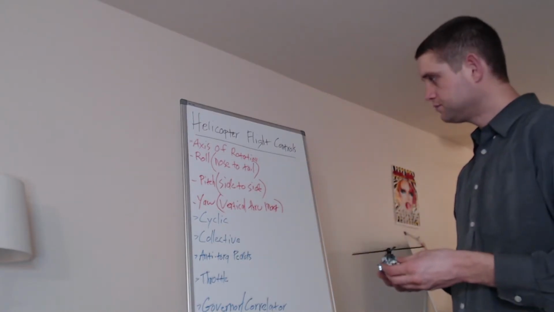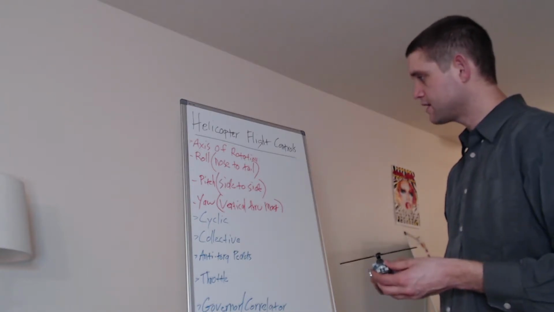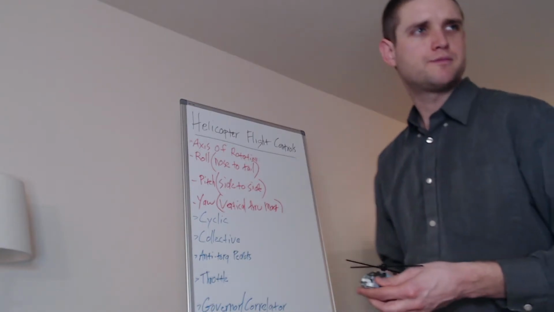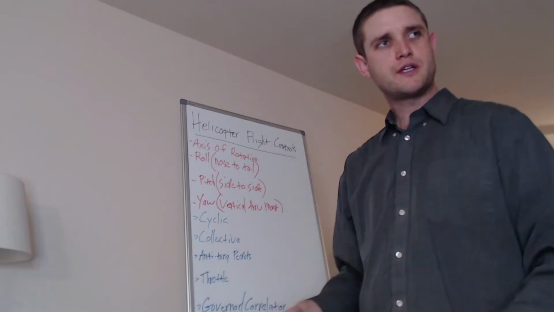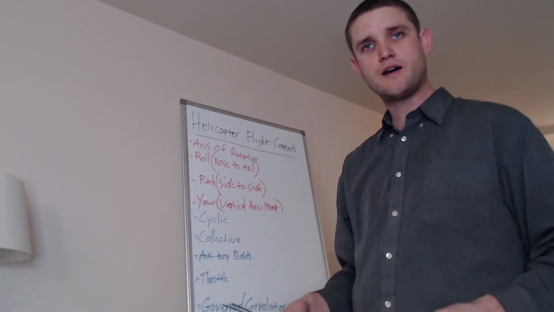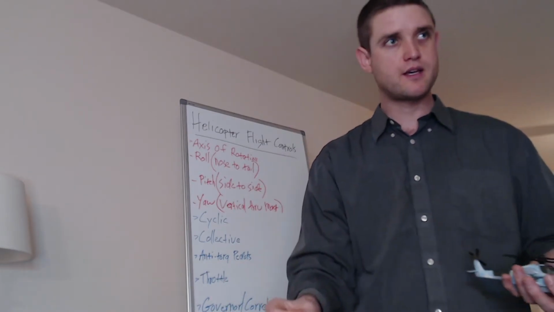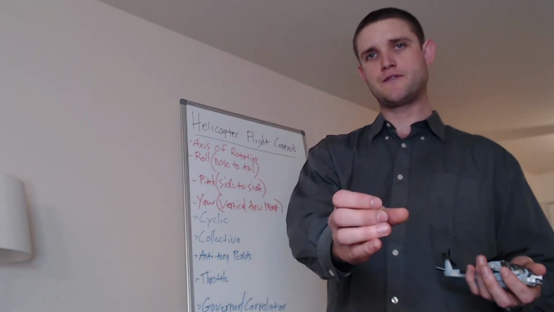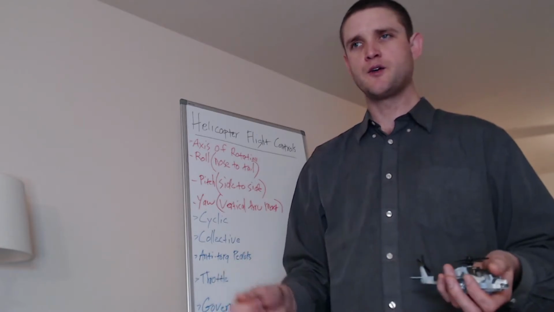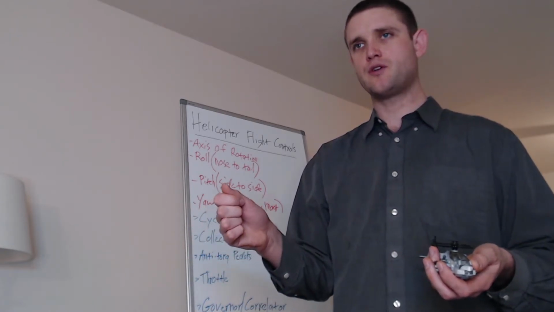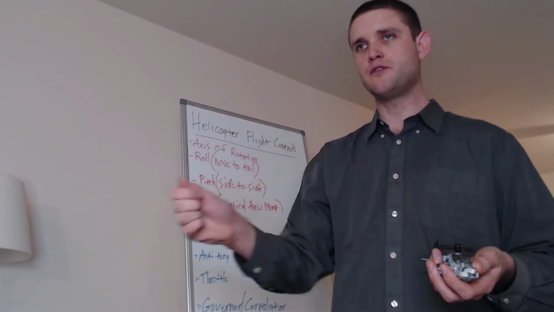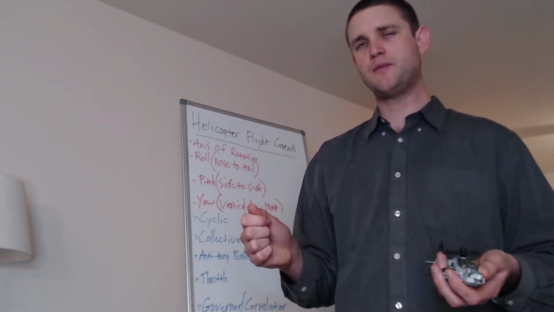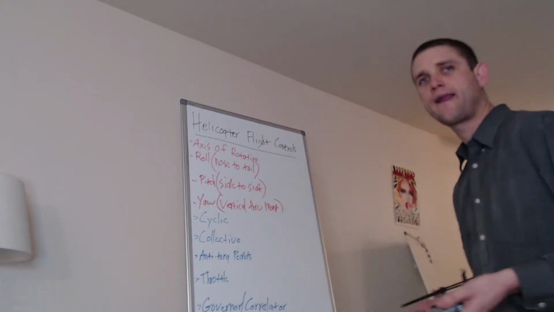Alright, let's talk a little bit about the cyclic now. When you're seeing the helicopter, you have the cyclic, which is basically a vertical pull, generally either between your legs or just off to the left of your leg. And this flight control will move around freely, a bit like a video game joystick.